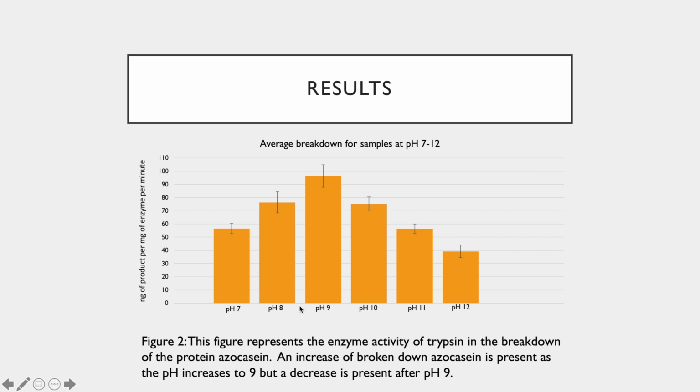So in other words, what that means is that pH 9 is indeed the optimal pH for trypsin because it is a pH that produces more product, which indicates that trypsin is the most active at pH 9. Therefore, my hypothesis is proven because pH 9 is the optimal pH for the enzyme trypsin.